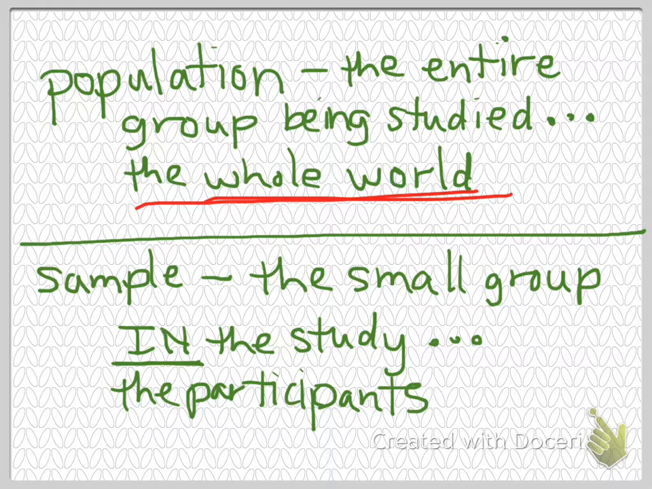The sample is a small group that's actually in the study. So these are the people participating. So you can tell the difference between population and sample. On very rare occasions these are the same, and if that happens then we're doing a study using a census. But most of the time our sample is just a small representation of our population.